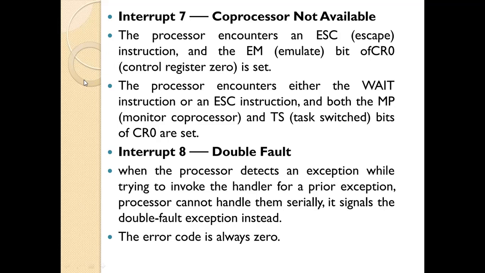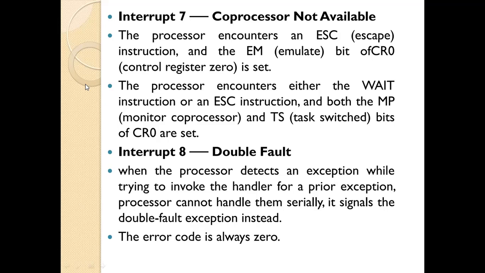The processor encounters a WAIT instruction or an ESC instruction, and both the MP and TS bits of the CR0 are set. There are two conditions when interrupt 7 is evoked: when the ESC instruction is encountered and the EM bit of the CR0 is set, at that time the processor comes to know that a coprocessor is unavailable, so interrupt 7 is evoked.